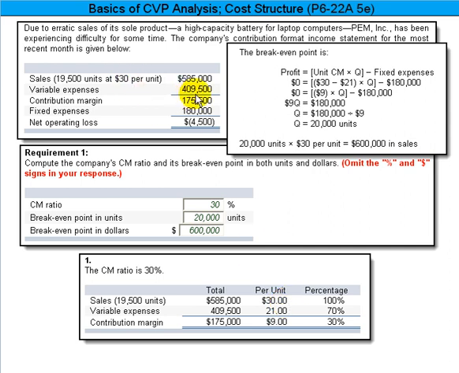We take the $409,500 and divide it by 19,500 units. We can come up with the variable cost of $21, and that gives us a $9 contribution margin times the quantity less 180,000. So if we solve for Q, we wind up with 9Q equals 180,000. Therefore, working through the algebra, Q equals 20,000 units. So 20,000 units times $30 is 600,000 in sales, and that's how we come up with these values right here.